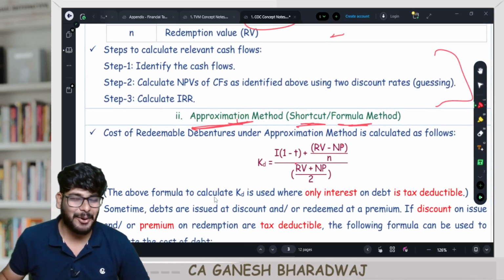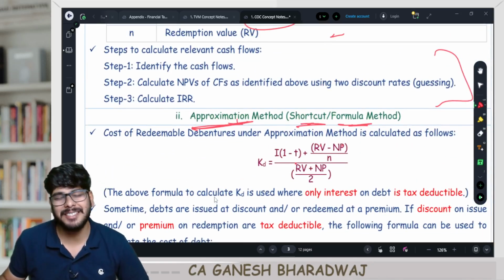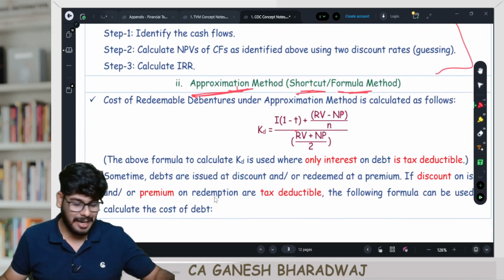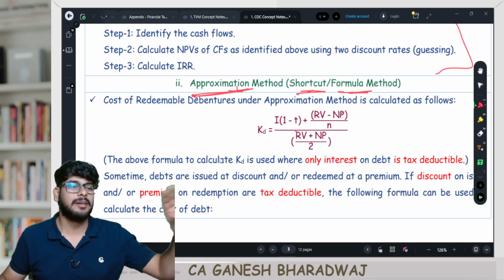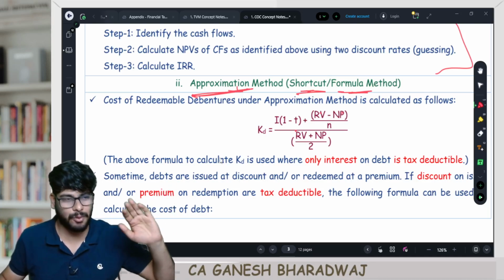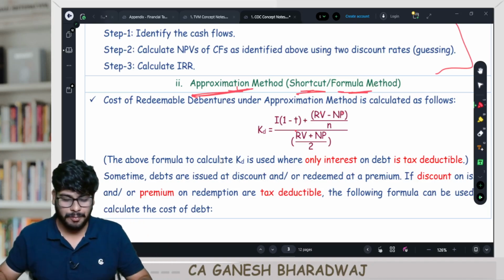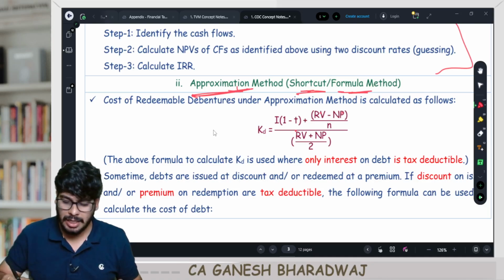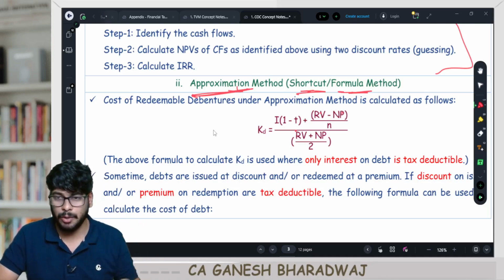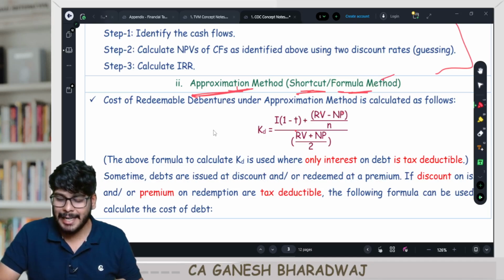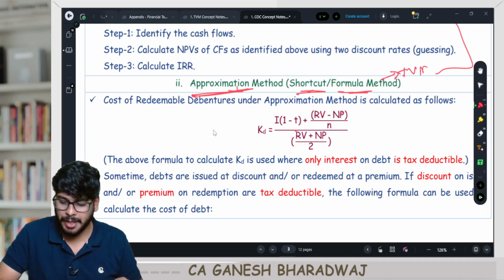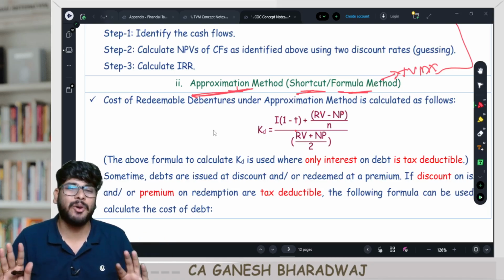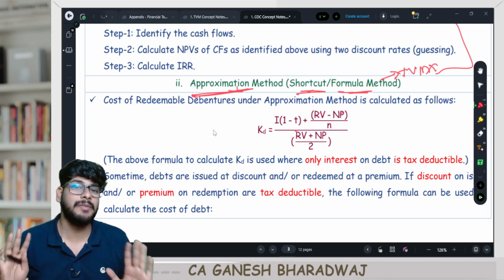Guys, very simple and logical once again. Please focus here. Now, KD is equal to, as per this formula method. First, let me tell you one thing: this formula method ignores the concept of time value of money. Then why are we calculating it? For convenience sake.